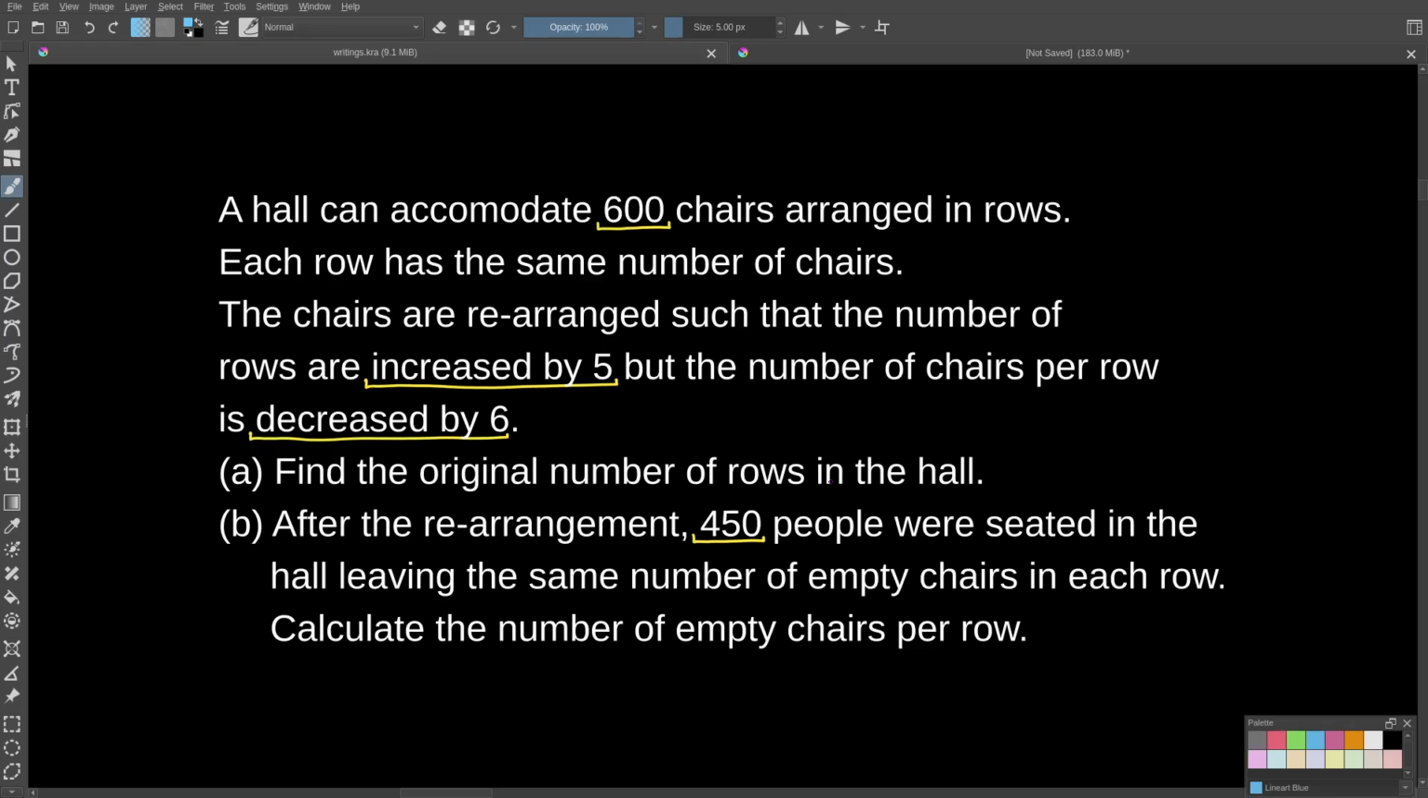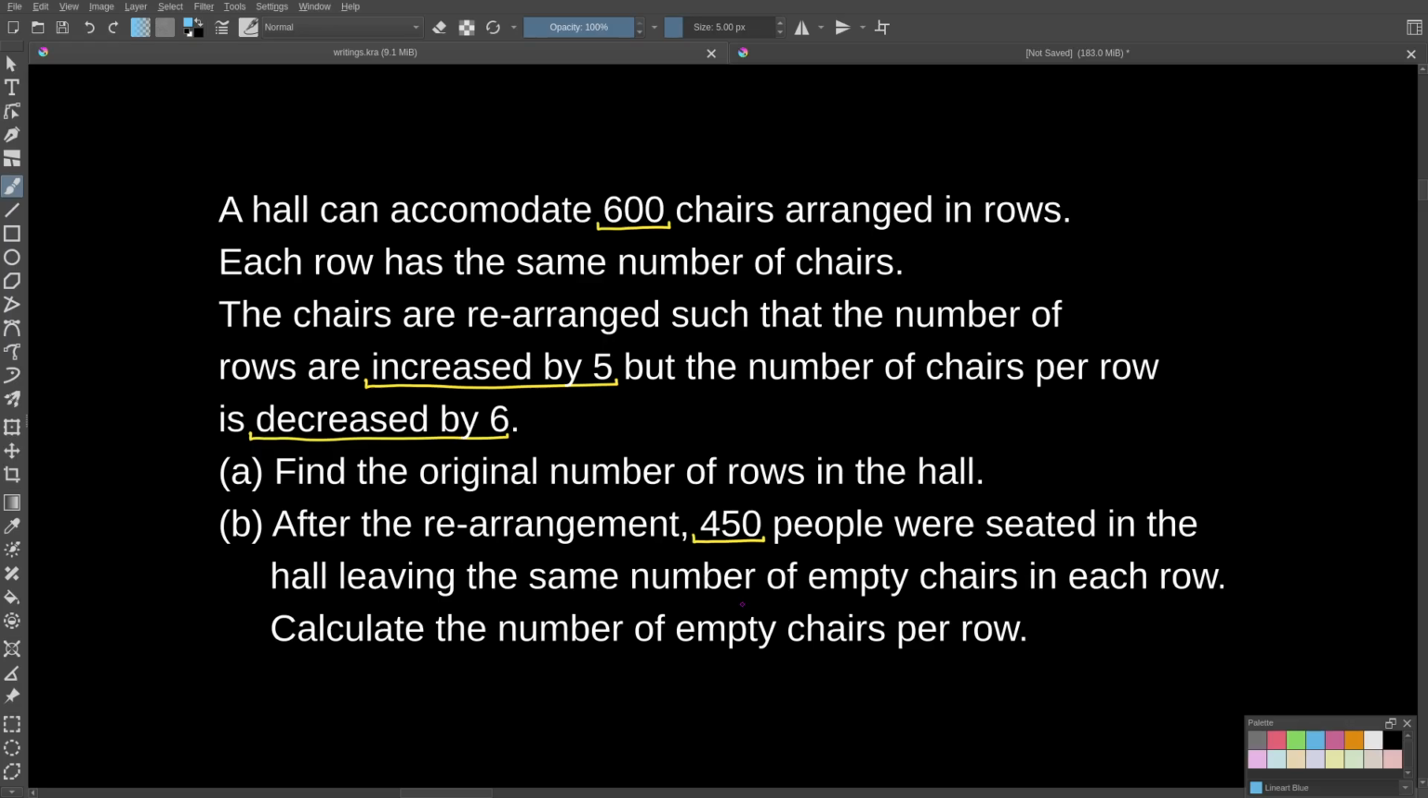Now let's take a look at part B. Part B reads, after the rearrangement, 450 people were seated in the hall, leaving the same number of empty chairs in each row. Calculate the number of empty chairs per row. So we have a total number of people, which is 450. All of these people are seated in the hall, leaving the same number of empty chairs in each row.